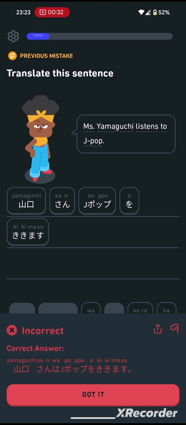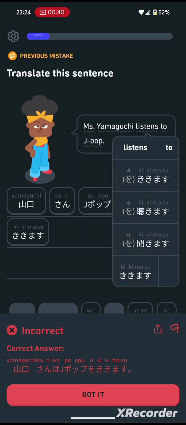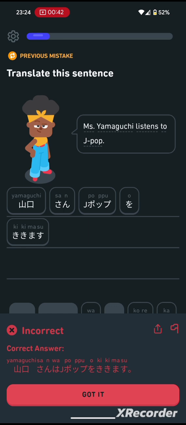But moving forward, Yamaguchi is Yamaguchi. San is Miss. Listens is Kikimas. To is O. And J-pop somehow equals papu, even though they say J-papu. So everything has a place except wa, which is telling me I need to squeeze it in there and shove it in there.